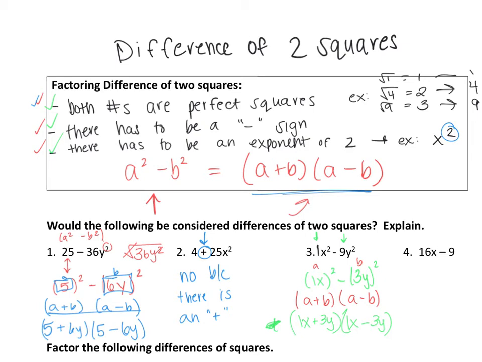So then we're going to go ahead and look at this last one. I'm going to use yellow so you could see my check marks. Now, are both of these numbers perfect squares? 16 and 9. Yes, they both have equal square roots. Now, there has to be a negative sign. Is there a negative sign? Yes. Is there an exponent? No. So you're going to write no because there is no exponent of 2.